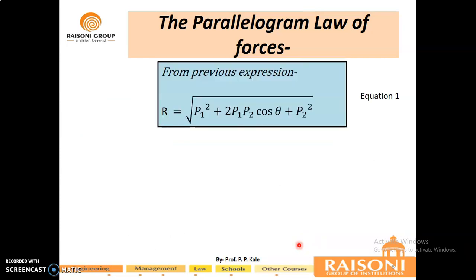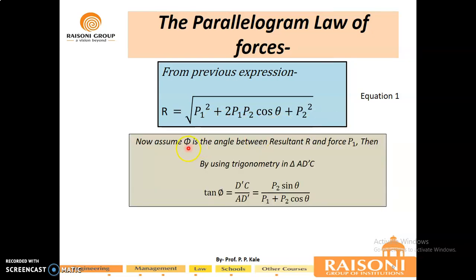So from equation 1 you will get the value of the resultant using the law of parallelogram like this: R equals under root of P1 square plus 2 P1 P2 cos theta plus P2 square. And if we assume one angle phi, the angle between the resultant R and the force P1, then by using trigonometry in triangle A D dash C, we will get tan phi equal to D dash C upon AD dash, that is P2 sin theta upon P1 plus P2 cos theta. So these are two important formulas: how to find the resultant and how to find its inclination with respect to the horizontal P1 force.